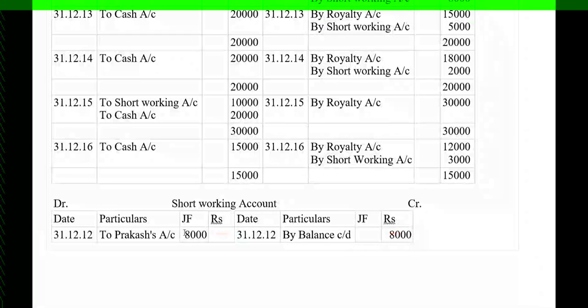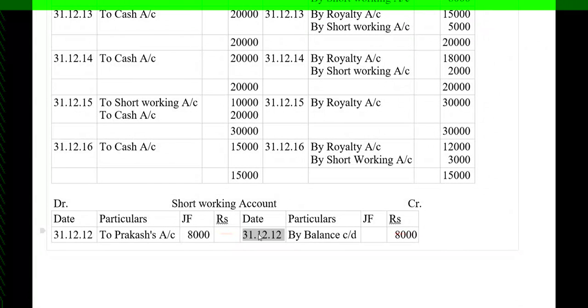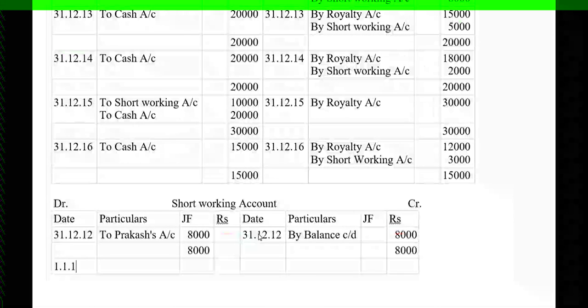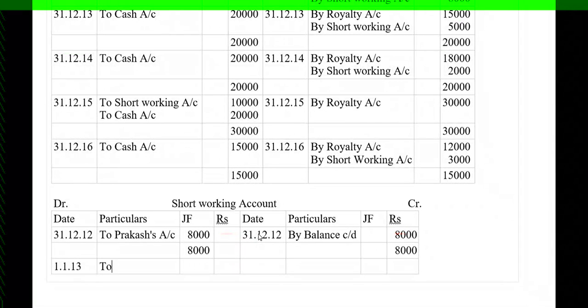Then the next we should take the total here. So total 8,000. So here also 8,000. So on 1/1/13, this is brought down here. So to balance brought down.